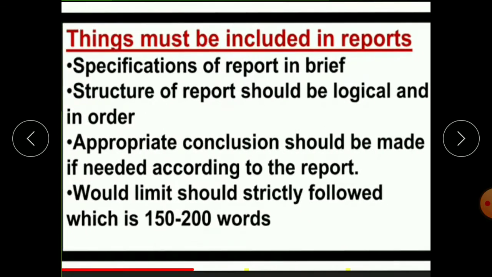Moving towards the next slide, we must include in the reports these things. So reports are the specification of a big incident in a brief manner. It means a big incident has happened, or some big event has happened, and we will present it in a small paragraph, within 3 paragraphs, with specifications.